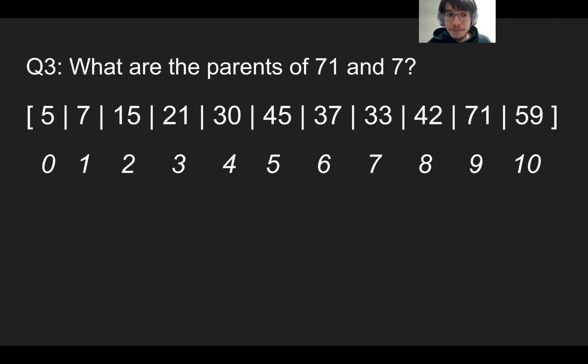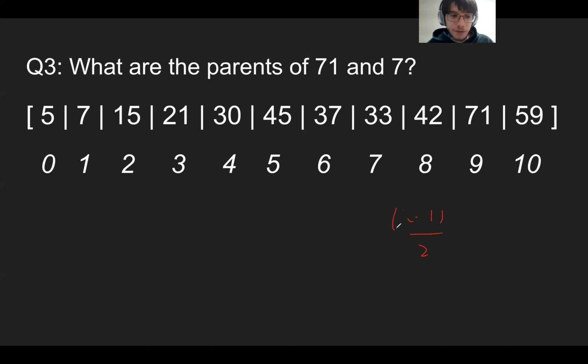So the parent of 7 would be 5, and the parent of 71 would be 30? Yep, exactly right. So again, as Rachel mentioned, in order to get there, the parent of 7, well, when we want to find parents, and it's zero indexed, we have to do (i minus 1) over 2.